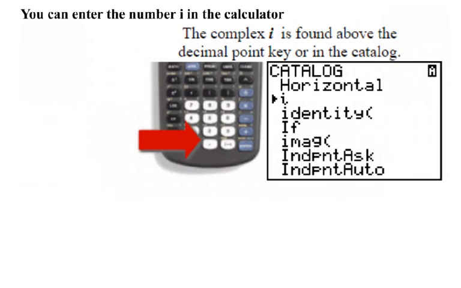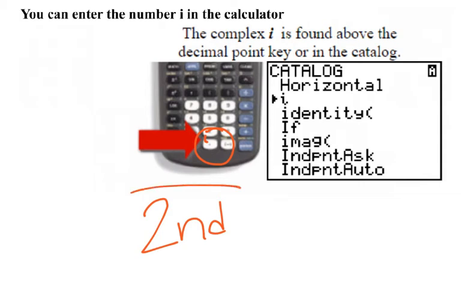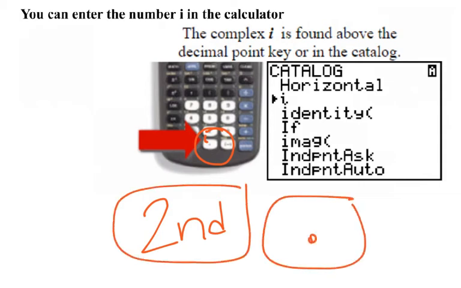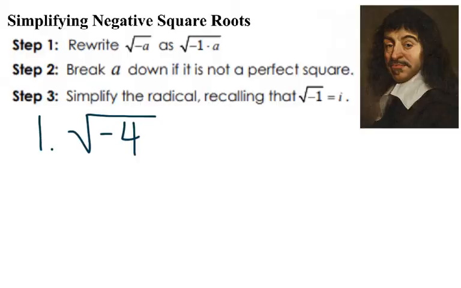Okay. Ooh, that's a really blurry picture, sorry. You can enter the number i in the calculator, and you can hit the second button, and then, it's really blurry, I'm sorry, but right above the decimal button, you'll see a little blue i. You're going to hit the second button and then the decimal button. And if you forget that, you can always go to your catalog, and it's right there in the i's. Okay, so you do not need a calculator for this because here's what we're going to do.